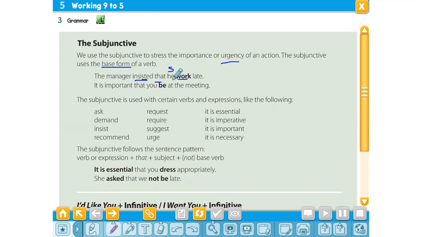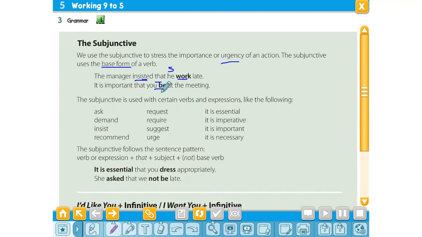Teacher, you say he work? It must say he works. No, this is subjunctive. So I use he work. He plus base form without S, even if it is in the present simple. Now, it's not present simple, it's subjunctive. Do you understand?